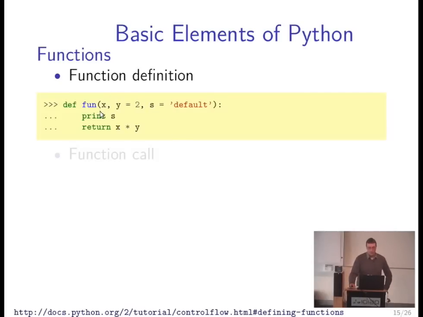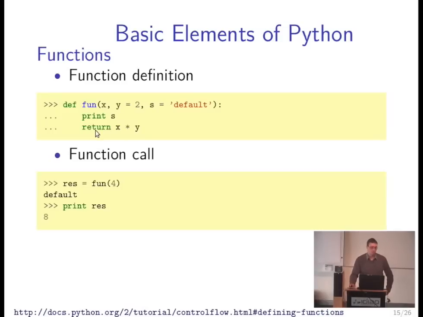Okay. In this function, I keep it quite simple. There is an s parameter, which I just print. And there is an x and a y parameter, which I multiply and return. When you call this function, you have to specify at least one parameter, which is the x. And when you do that, then all the other parameters will take the default value.